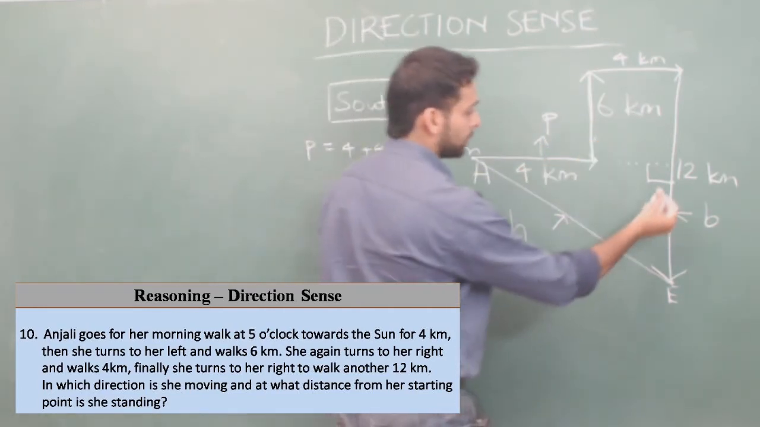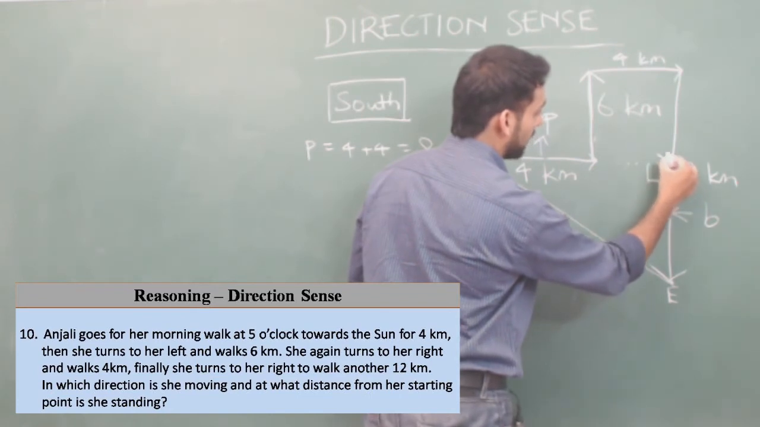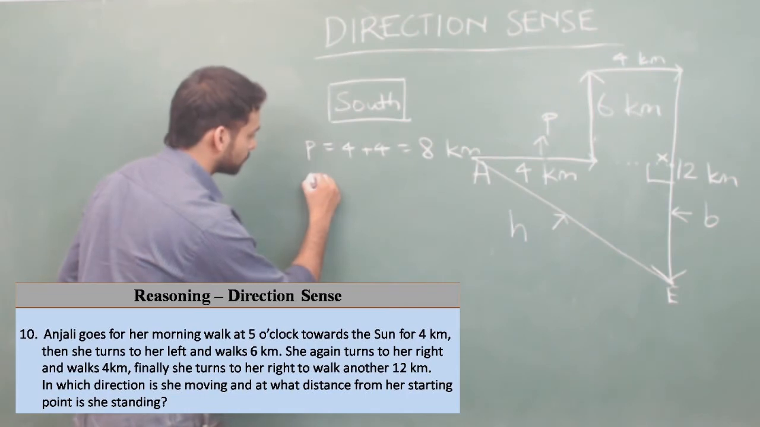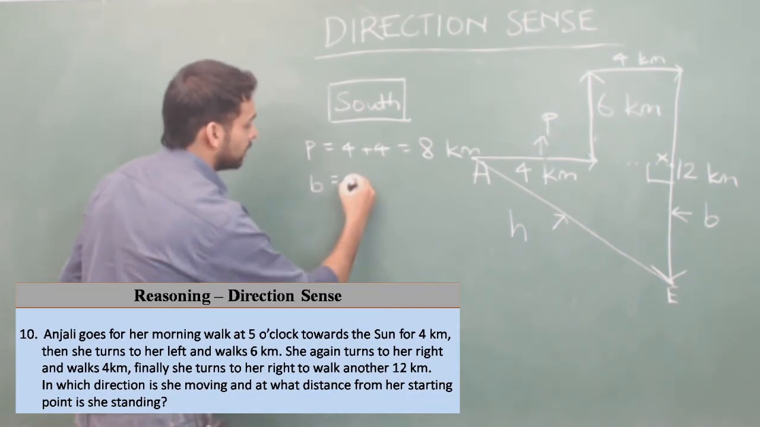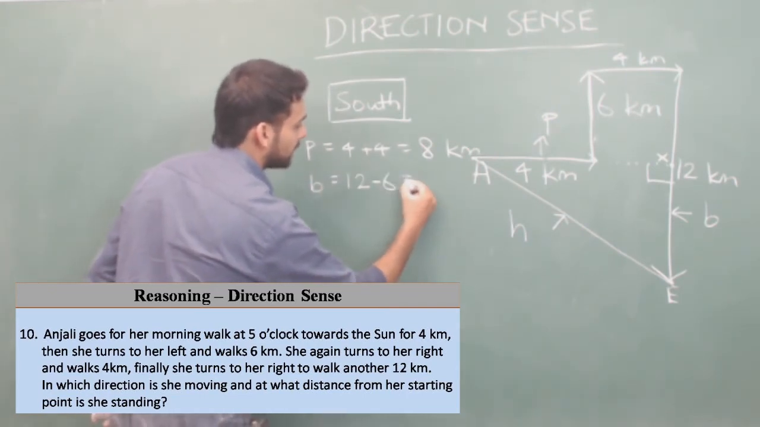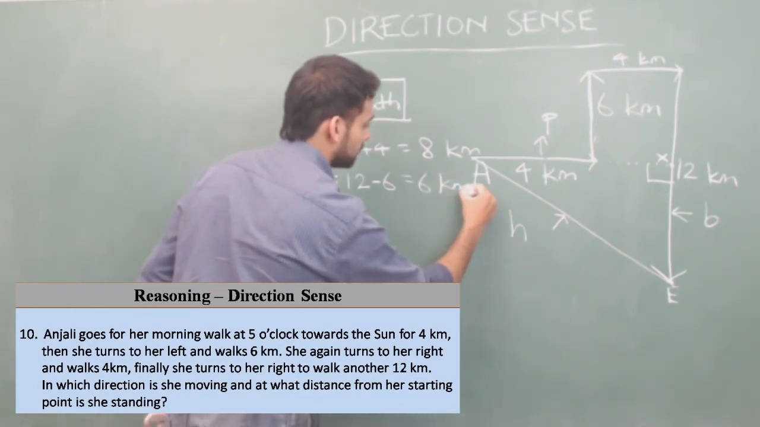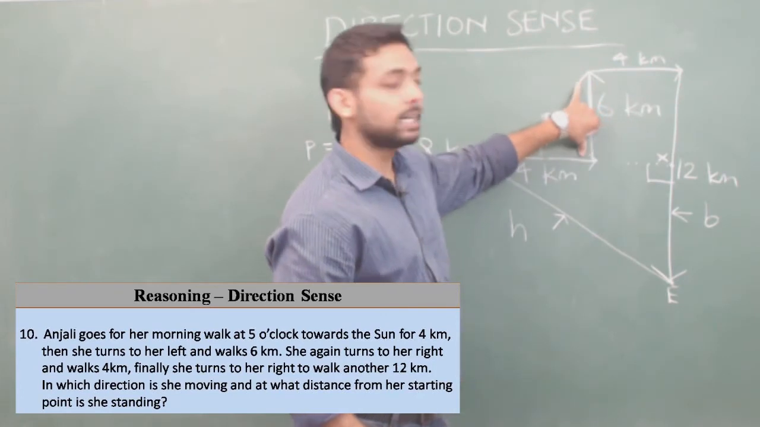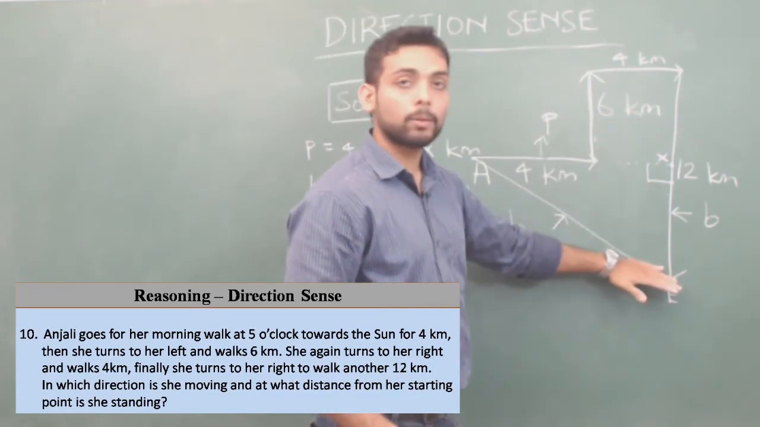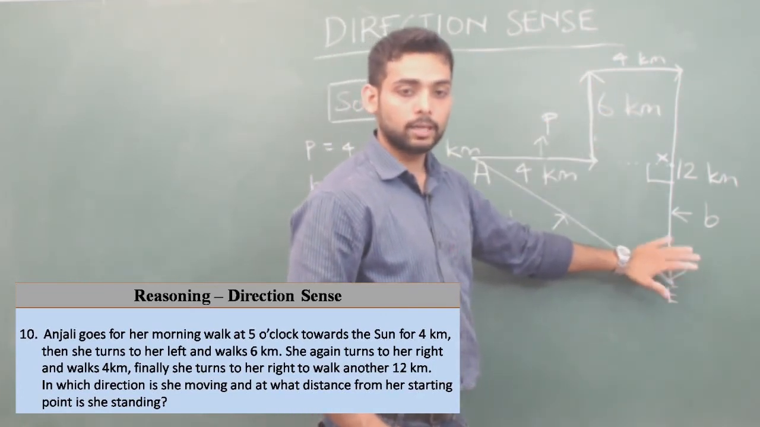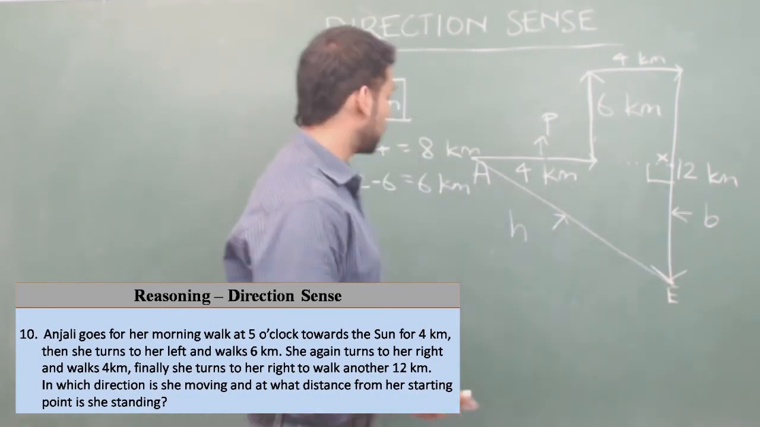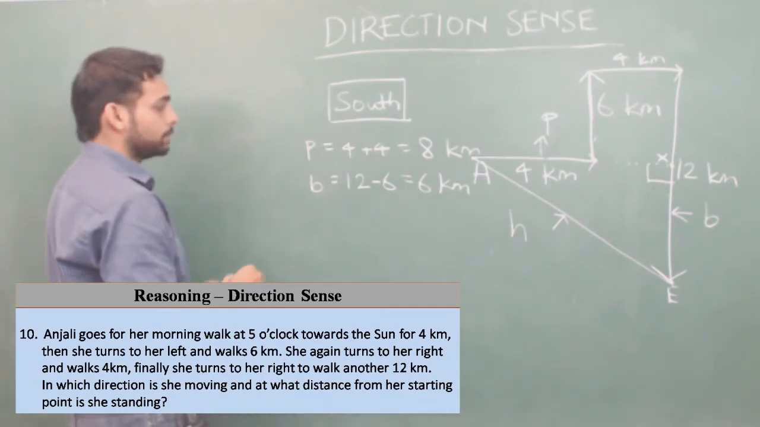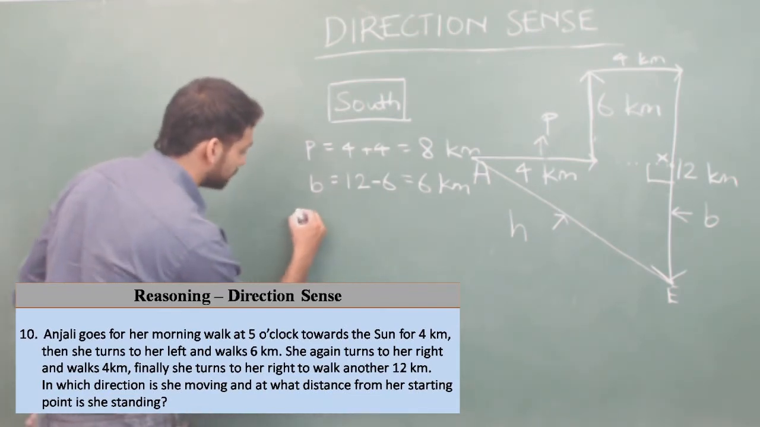So I'll get, let's call this point X. I'll get XE, that is my base, by doing 12 minus 6. So I'll get 6 kilometers. The entire length is 12 kilometers and this part is 6. So I'll remove 6 from 12. Okay. So I have my answer as 6. Perpendicular of 8 and base of 6. Now I will use my Pythagoras theorem.